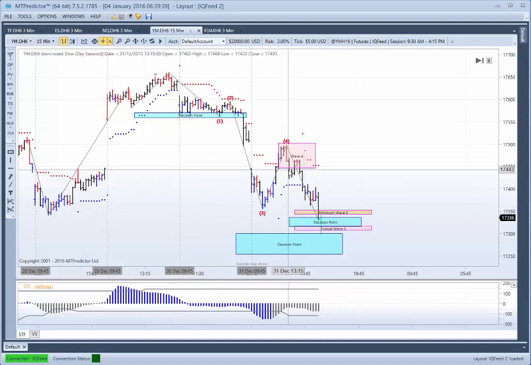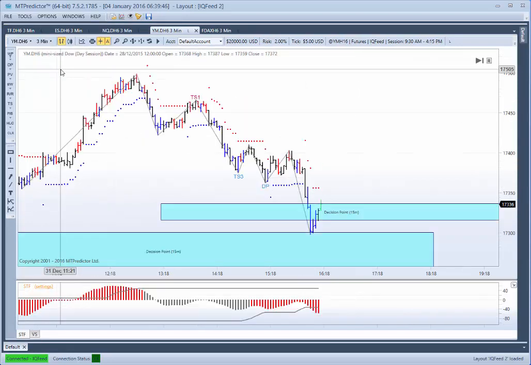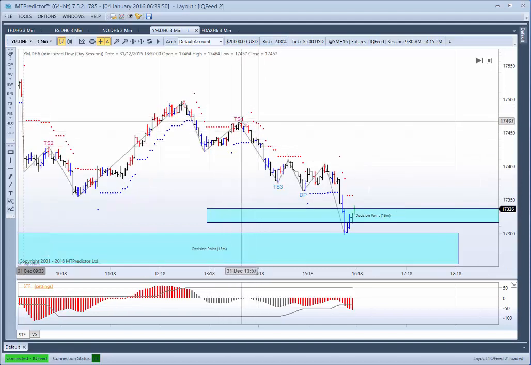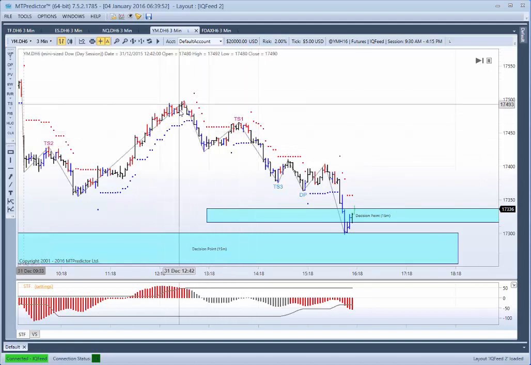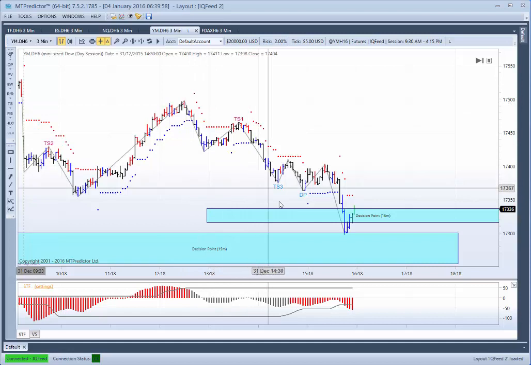Only use the patterns when they're clear and clean, in other words, in isolation. Let's go back to the 3-minute chart and see how that would have changed, in particular, our analysis of this TS1 sell setup. Remember, this high here at 1 o'clock, which was around about here, would have been a wave 4 on a higher time frame. Largely trend would be down into at least this particular DP, if not the lower DP.